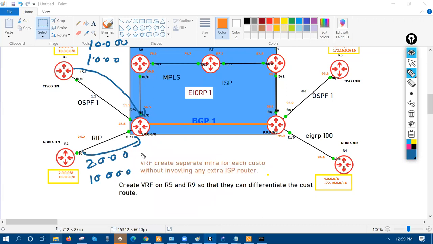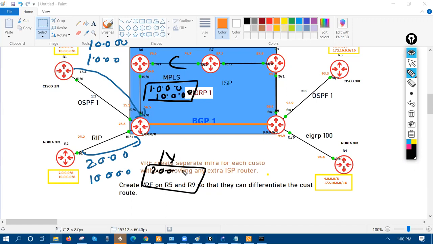Now, what is R5 doing? R5, they are putting this information in which table? Cisco, and they are putting this information in which table? Nokia. Right? Now, at the same time, what happened?